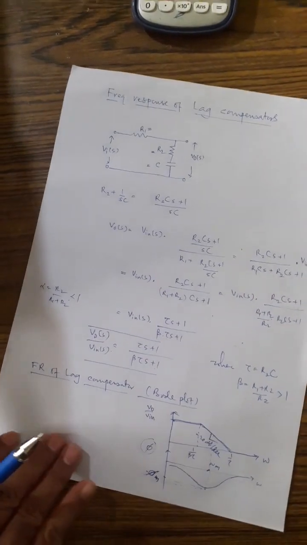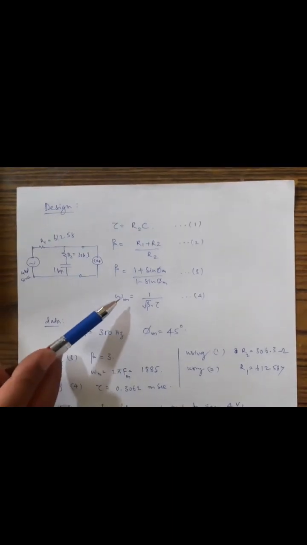Now let's move to the design part. In the design part, we have again 4 equations as in the case of the lead compensator. Tau is R2C, beta is (R1 + R2)/R2. Already you are familiar with these two expressions from the derivation of the transfer function.